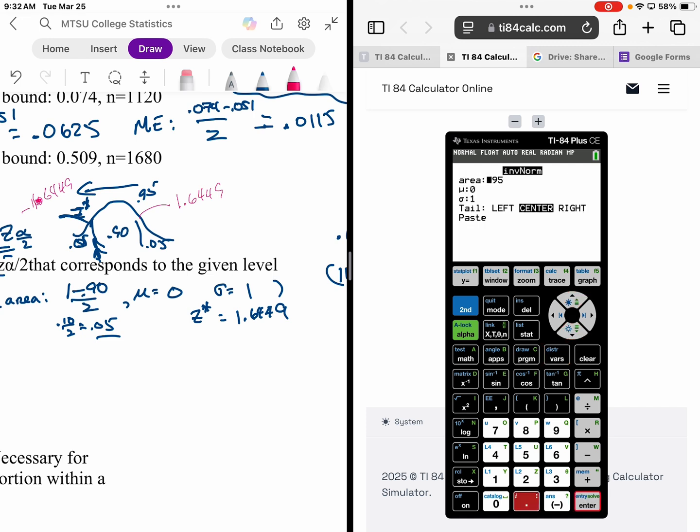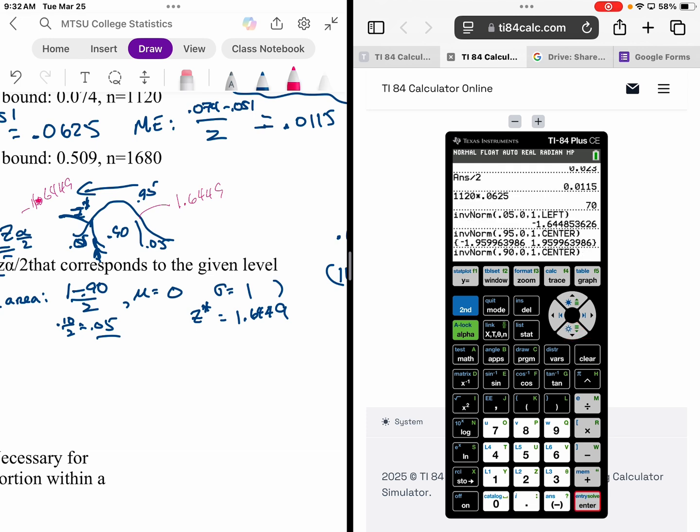So if I go down there and say, okay, I have a 90% confidence interval, it's going to tell me, hey, negative 1.6449 on the left and positive 1.6449 on the right. So if you have the newer version, you don't have to worry about doing this 1 minus stuff and dividing it by 2. You can just put in the confidence interval the way it is if you have the newer software on the calculator. Okay? So if you're using my skinny yellow ones, you should be good.